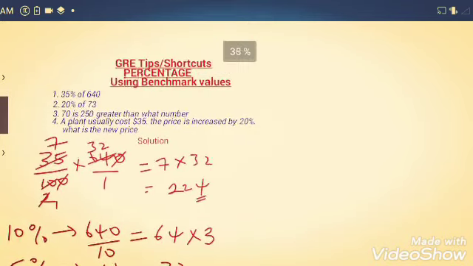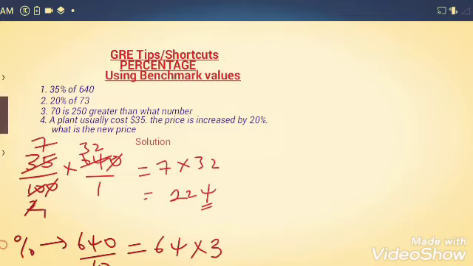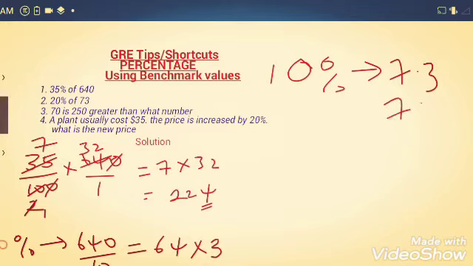Okay, you can see it in number 2, 20% of 73. We know that 10% is 73 divided by 10, and that gives you 7.3. So here 20% will now be multiplying by 2, or 7.3 plus 7.3, that gives you 14.6. So that's the use of the benchmark value method.